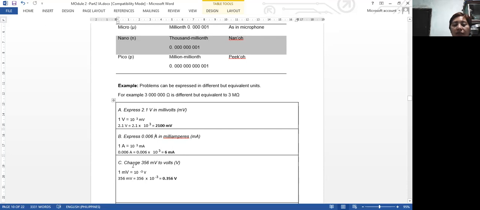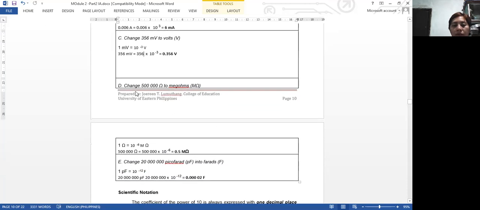So here, change 356 millivolts to volts. This time, since millivolts is lower than volts, expect that the converted decimal will be lower than 356. So that's why it's -3 here. We have 356 times 10 to the -3. From here you can now apply the power of 10 conversion. The decimal point is in this place. So 1, 2, 3, and that's why it's 0.356 volts.